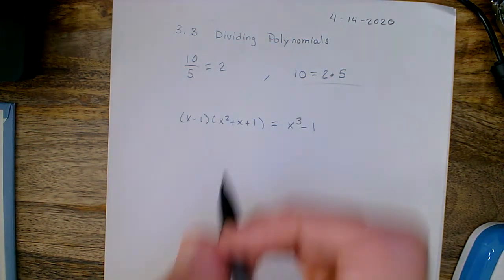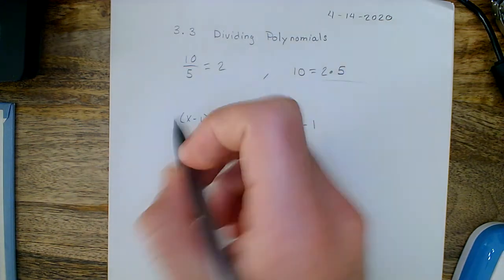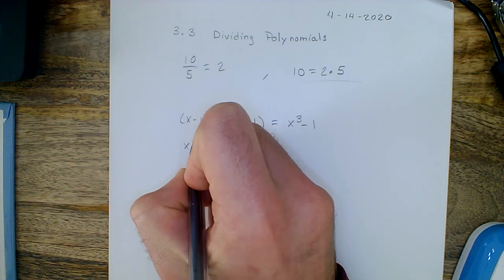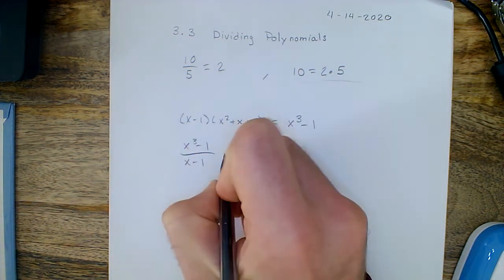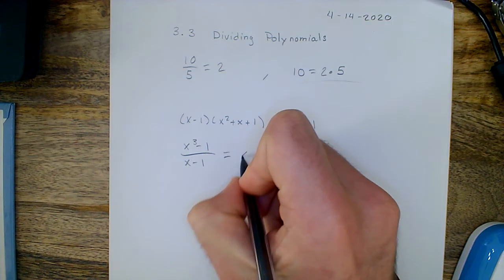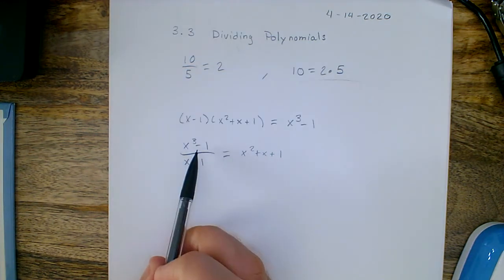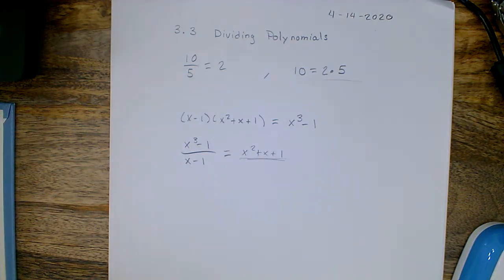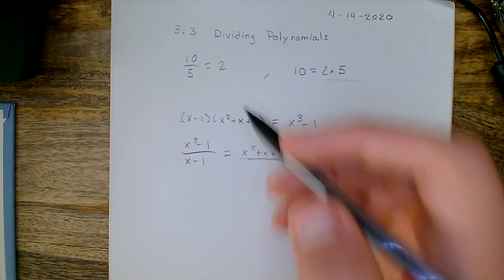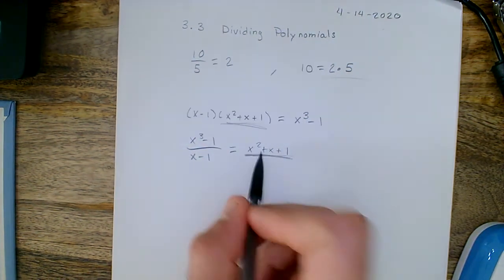Okay, so the idea is that we want to think backwards. Here we multiplied it, but this also means that if I divide both sides by the quantity x minus 1 and flip around the equation, I get that x cubed minus 1 divided by x minus 1 is x squared plus x plus 1. So we're going to learn techniques to find this polynomial and this polynomial here.